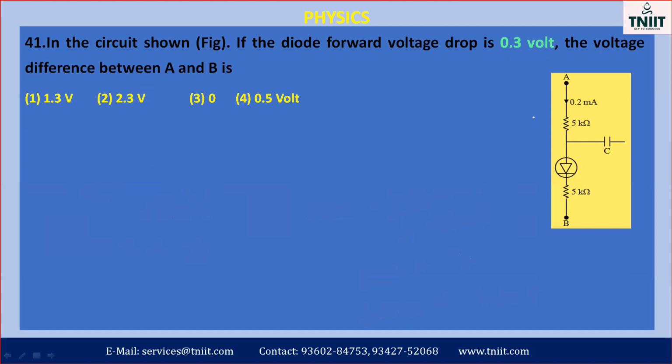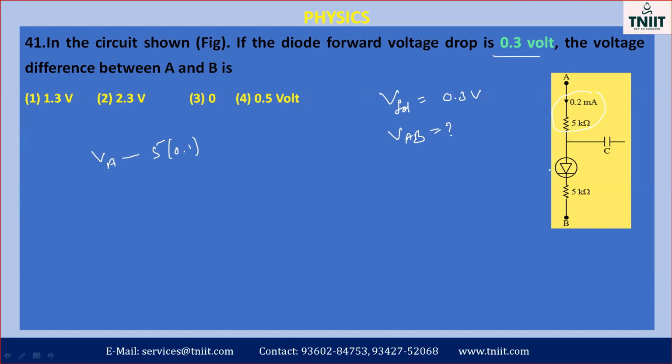Now they are asking you to find the forward voltage. Forward voltage is given as 0.3 volt. What is the voltage difference between A and B? Students, here VA is there, minus, here there will be a voltage drop. Why will the voltage drop be there? Because current is flowing through resistance. So 5 into 0.2 volt, current into resistance, milli and kilo will get cancelled out.